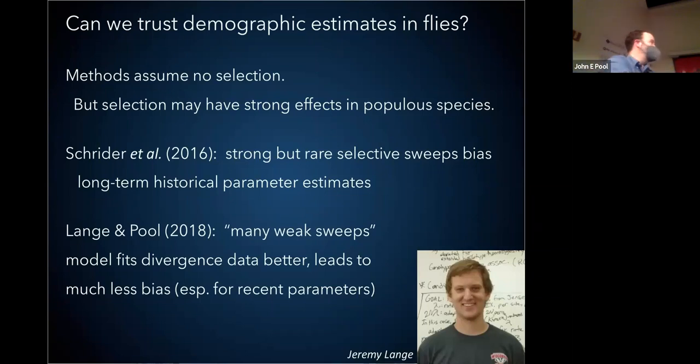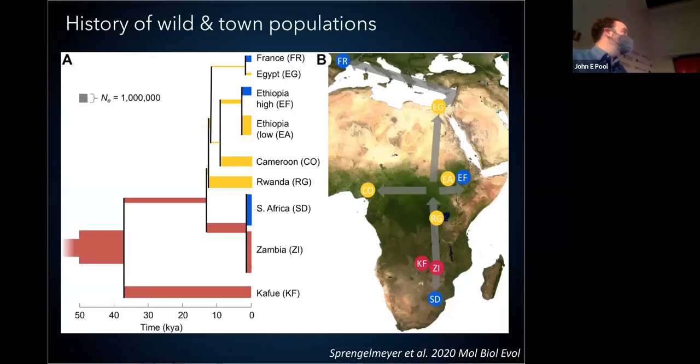This study, led by Jeremy Lange, another recent PhD student in the lab, is what gave us confidence to go ahead and do this demographic inference for Drosophila melanogaster, including the newly discovered wilderness population. So that's what I'm going to show you results from now. And I'm going to really just cut to the chase. This is the model that we came up with, where on the left here, we are showing you the time scale of population split events that we estimated, with the x-axis labeled in thousands of years.